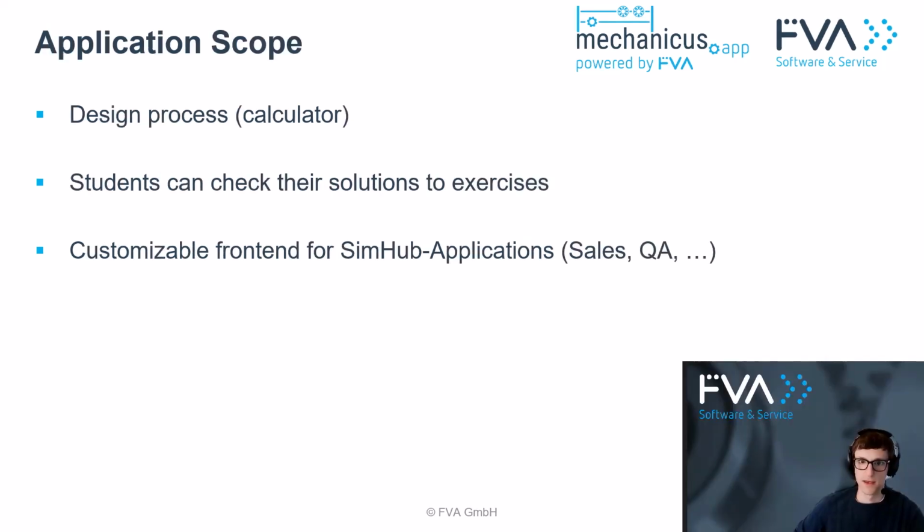The application scope of the Mechanicus is, as already mentioned, in the design process, where you can use the Mechanicus as a calculator. On the other side, students can check their solutions to exercises they're usually doing by hand, and because we're using practice-proven algorithms in the Mechanicus, the students can rely on the results they create with the Mechanicus.